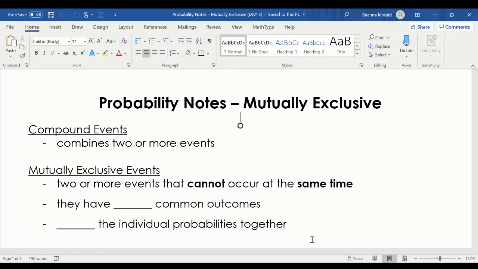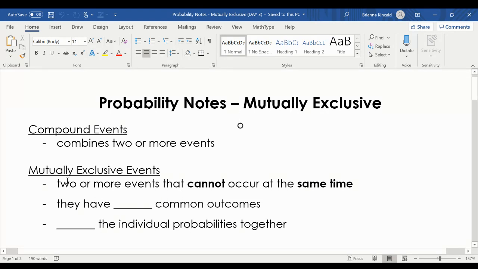In an earlier video, we talked about rolling a die and the likelihood of getting any one of those numbers. Now it's saying, well, what's the likelihood that you get a 1 or a 6, or just two or more events in any case? You can have more than two, but it has to be at least two.